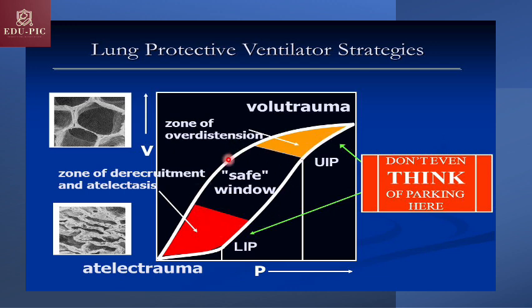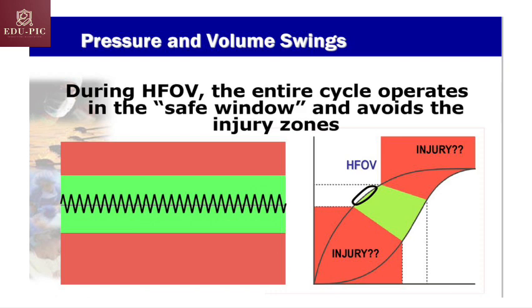Here is a safe window between the lower inflection point and the upper inflection point. Here is the expiratory limb, as you can see, and here is the safe window, the window that if you ventilate the patient in it, you are away from atelectotrauma and away from overdistension and volutrauma. So during high frequency oscillatory ventilation, the entire cycle operates in the safe window and avoids the injury zones. As you can see, this is the safe window and these are oscillations.